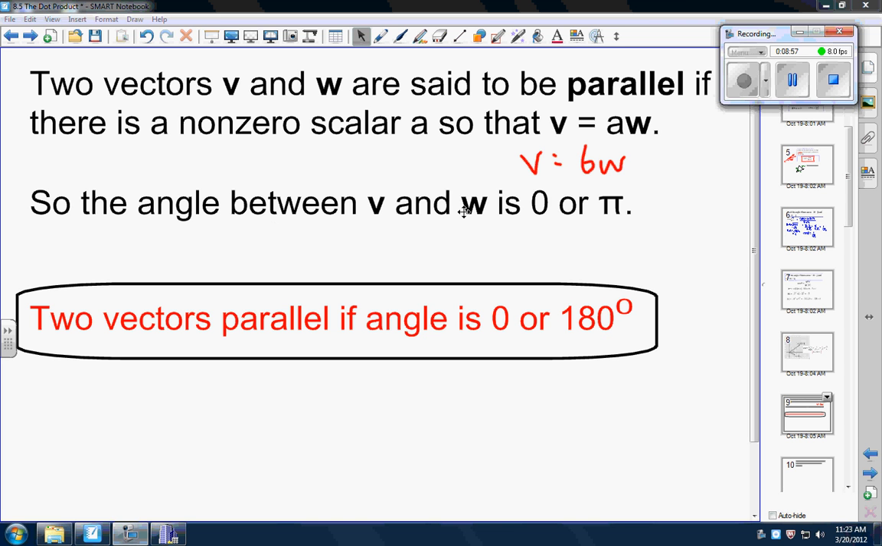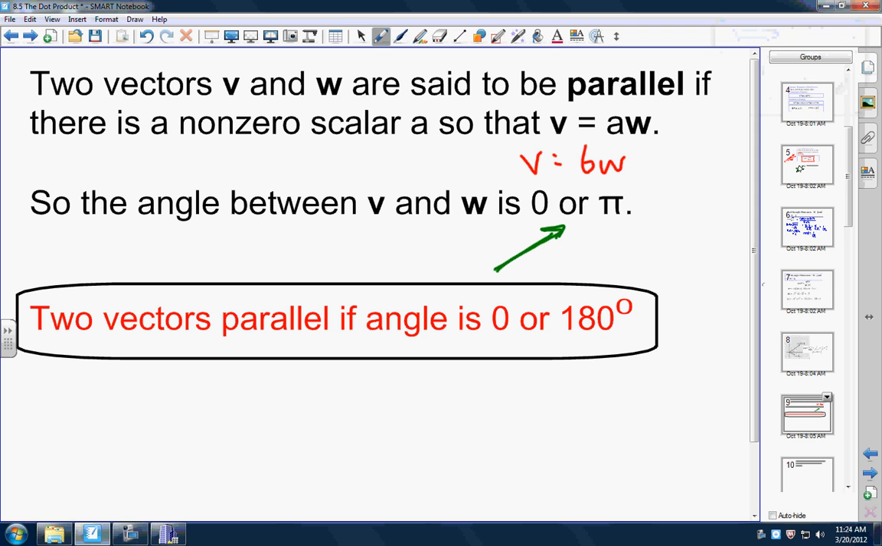So if two vectors are going to be parallel, the angle in between them is 0 or pi. So if I put a vector here, if it's parallel to it, it can be exactly on top of it, or it can be over here. So you're trying to figure out what's the cosine of 0 degrees, and what's the cosine of 180 degrees. Cosine of 0 is 1, and cosine of 180 is exactly -1. So if you can get the angle in between two vectors to be 0 or 180 degrees, then they are parallel.